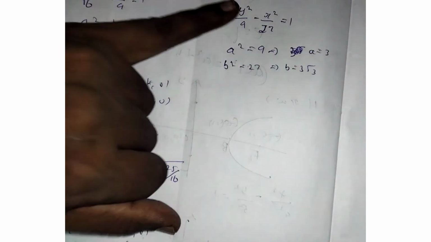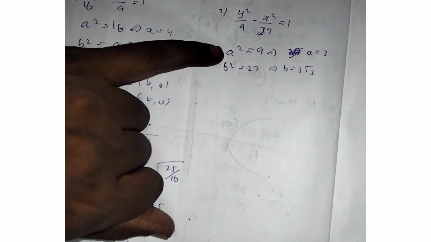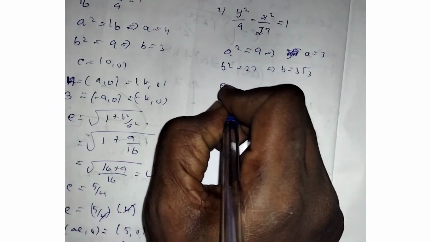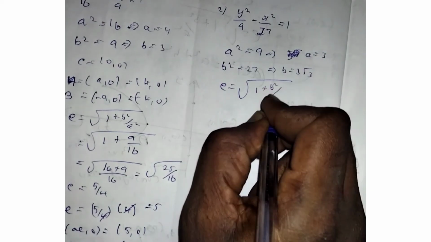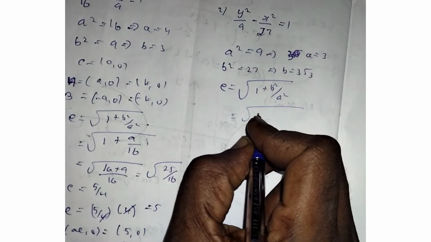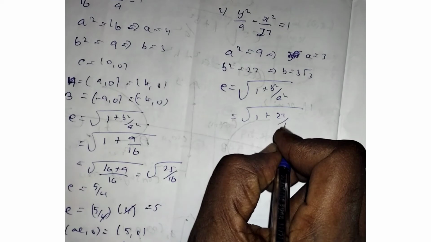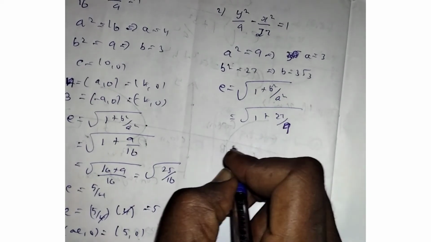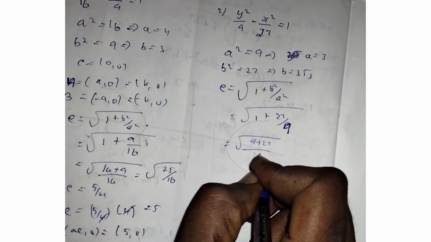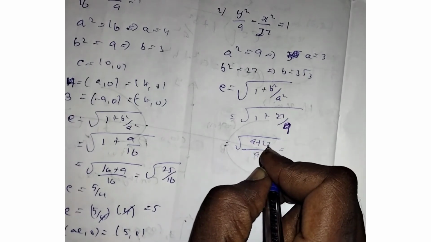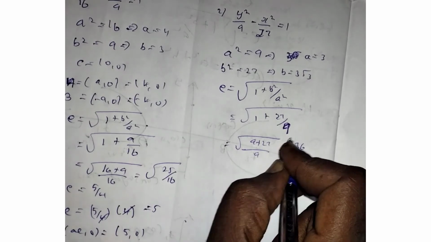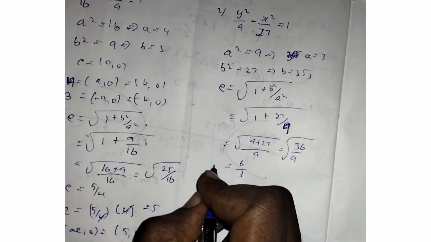The second question they gave is y squared by 9 minus x squared by 27. Here y squared is positive, so the denominator we take as a squared, and the remaining one as b squared. After finding a and b, we have to find the e value. So e equals square root of 1 plus b squared by a squared, then 1 plus 27 by 9, cross multiply 9 plus 27 by 9, it becomes 36 by 9, then e value is 6 by 3.